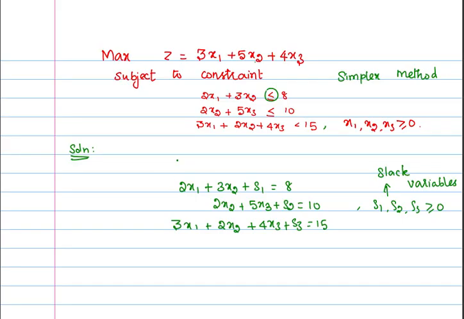Then our objective is to maximize z, so I can write it as z minus 3 times x1 minus 5 times x2 minus 4 times x3 plus 0 times s1 plus 0 times s2 plus 0 times s3.